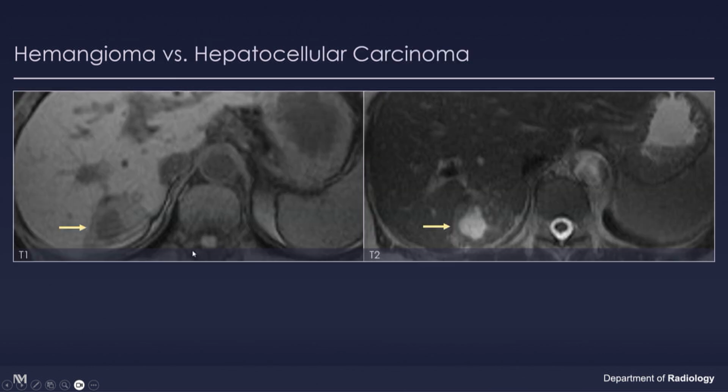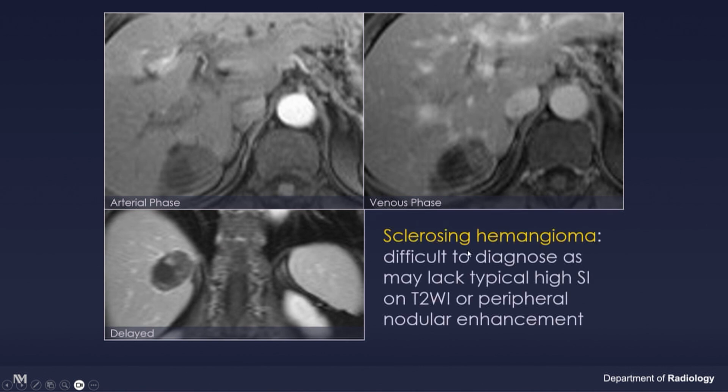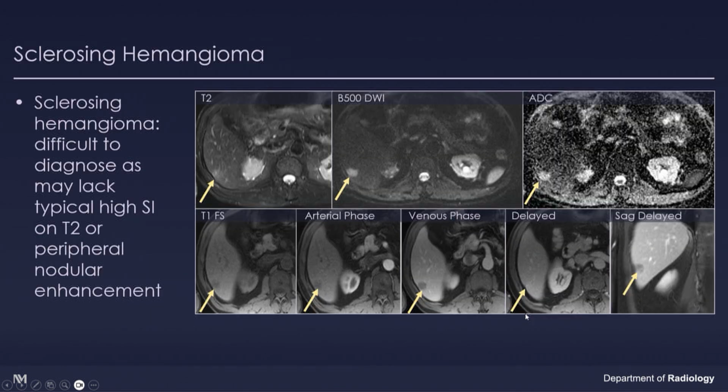How about this one? Hemangioma, HCC. Arterial phase, venous phase, delayed phase, looks confusing. This is what I talked about before. This is the sclerosing hemangioma. The sclerosing hemangiomas can be difficult to diagnose because they lack that typical high signal intensity on T2 weighted images or the peripheral nodular enhancement. The advantage is sometimes if you have old films to show that it's stable, and sometimes you do have to biopsy these. Another example of a sclerosing hemangioma, T2, diffusion, it's bright on the ADC.